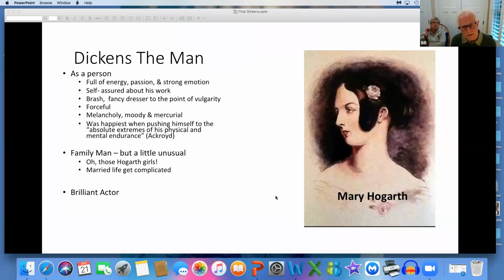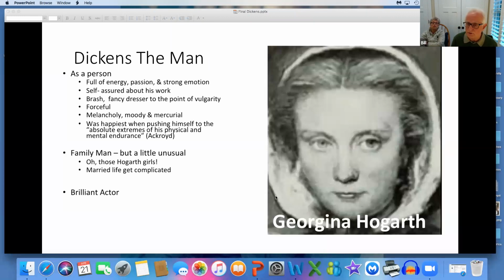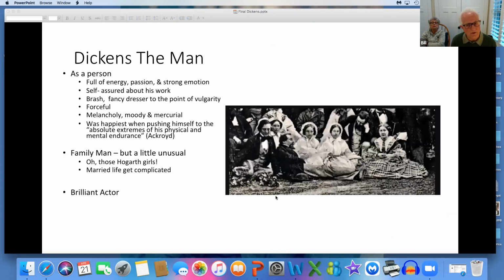At any rate, Mary is dead, and the next sister is Georgina, and she moves into the household, and she stays right to the very end until Charles dies. And she took care of the household. As I said, the Dickens family was large. He and Catherine had 10 children. I think that's Catherine in that kind of plaid dress and Charles with the beard.